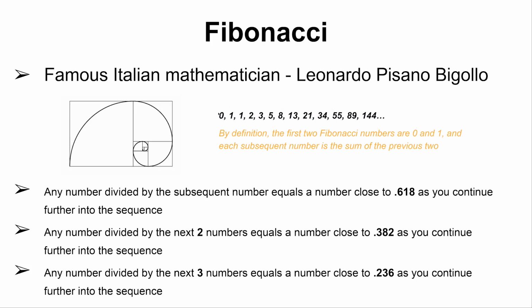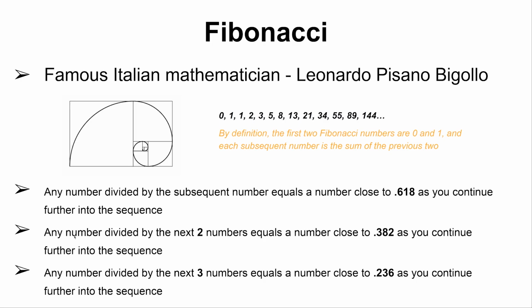Now, it's the relationship amongst these numbers that is special and unique. Any number divided by the subsequent number equals a number close to 0.618 as you continue further into the sequence. Outside of 0 and 1, if we were to start with 1 and 2, 1 divided by 2 is going to give us 0.5, and that would be 50%. Now, if we look at 2 divided by 3 and 3 divided by 5 and 5 divided by 8, as you start to do this, you can pull up a calculator and do this on your own, it's going to start to equal close to this number.